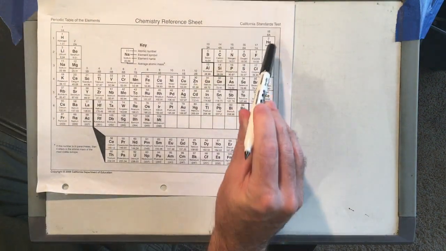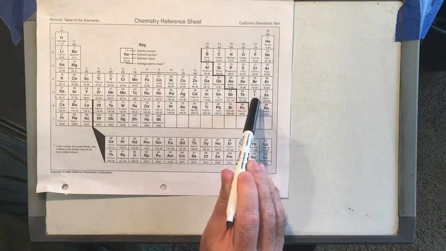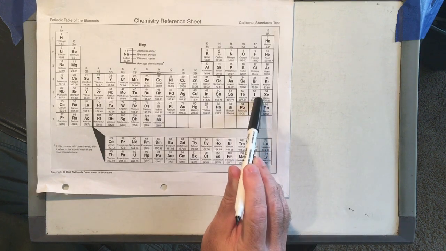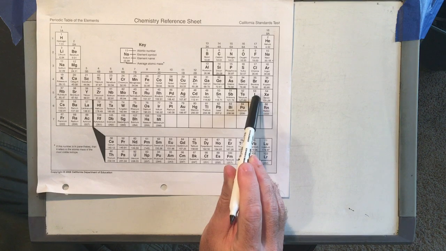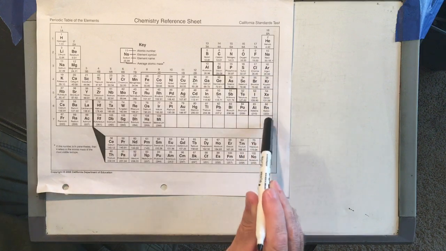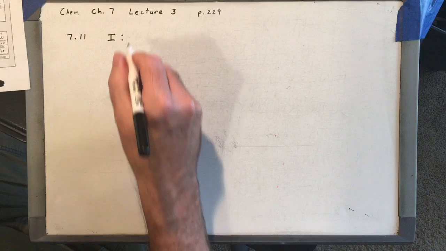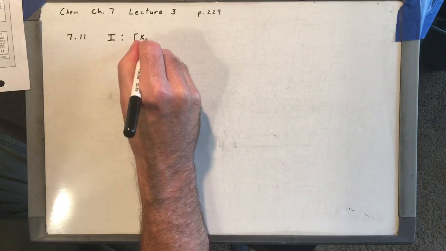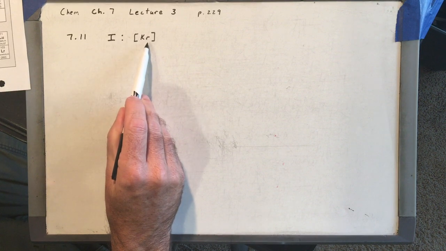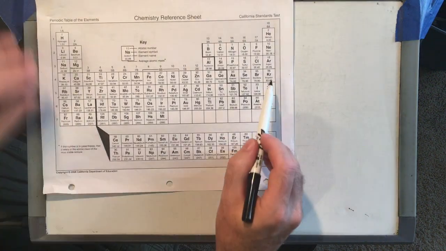So man, that would be a lot of writing if we had to do the full for iodine. But you don't have to. If I say you can do abbreviated, then you can do that. Otherwise, you have to do full. You go to the previous noble gas. The noble gases are this far right column on the periodic table. They're unreactive. And you put the previous one, which would be krypton, in brackets. So what that's saying is that iodine has krypton's electron configuration, plus, then we start from krypton.